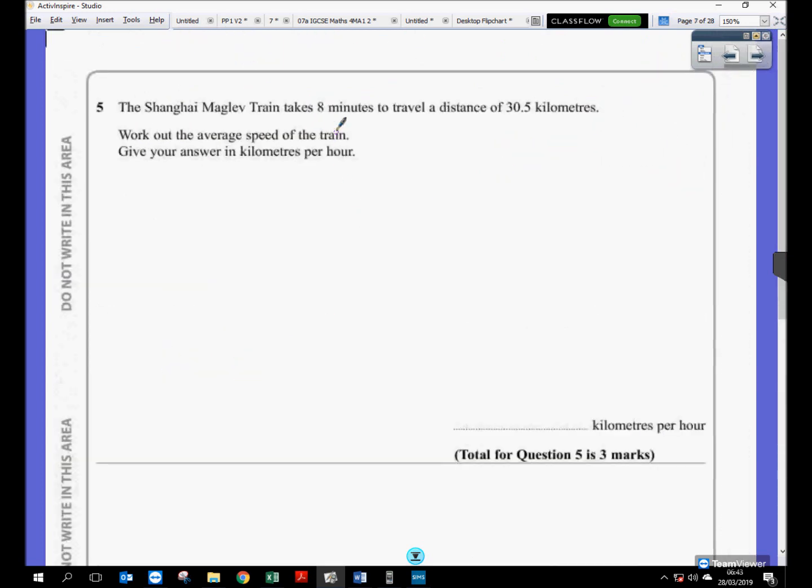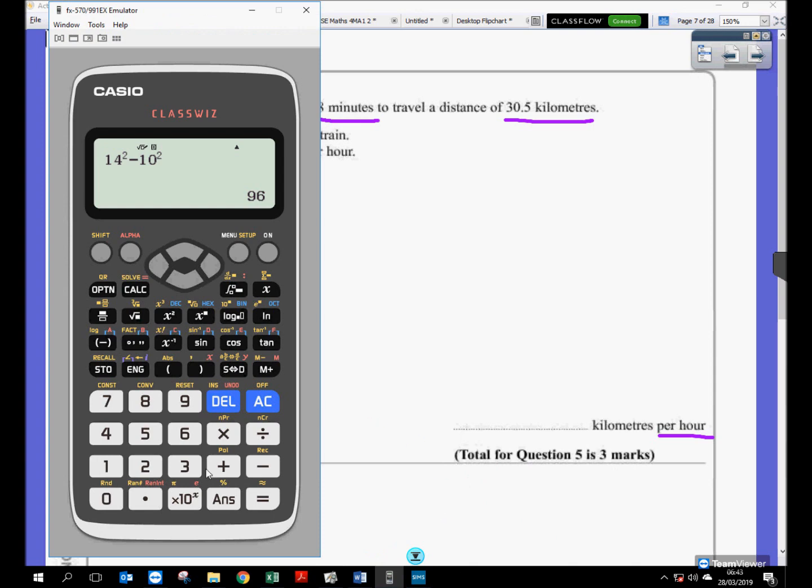Next. So we have a train that takes 8 minutes and a distance of 30.5 kilometers. Work out the average speed of the train. Give your answer in kilometers per hour. You just need to watch out for the timing. So what I want to do now is change 8 minutes into hours. You can do that using the time button on the calculator. 0 hours, 8 minutes. What is that in hours?